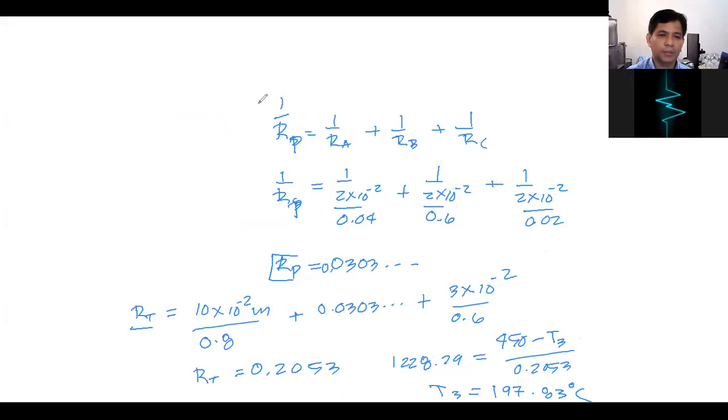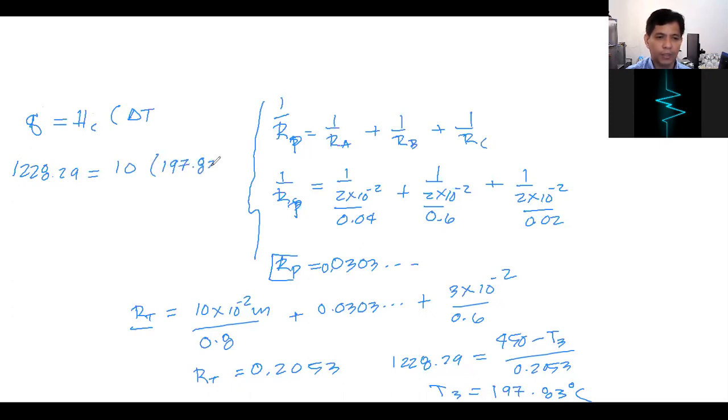So medyo efficient tong method na to pag parallel, ano? Kunin niyo muna yung RP, resistance in parallel. So the same process kanina, ano? Q is equals to HC, yung 10, tapos delta T. So ganun pa rin yung Q, 1228.29. Ang HC natin ay 10. Tapos currently we're at 197.83. So ito na yung final temperature. So pag sinolve niyo yan, di ba kung natatandaan, lalabas yan ay 75 degrees.